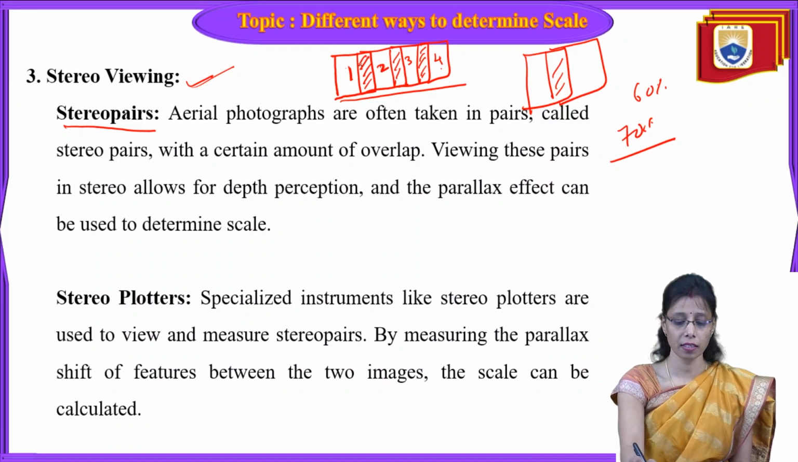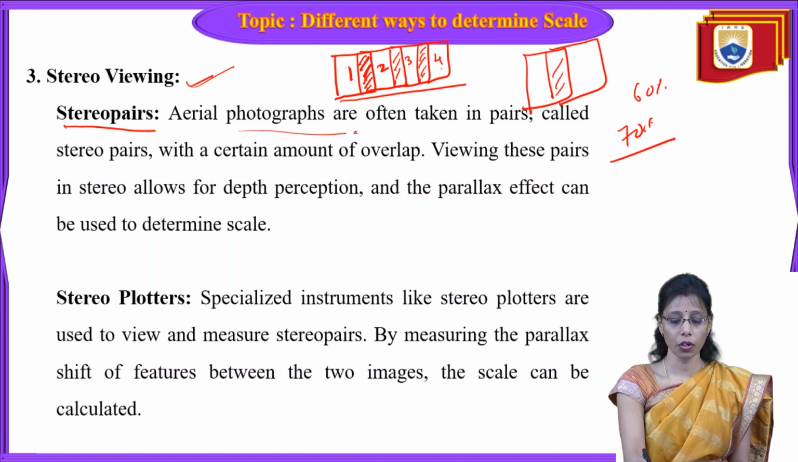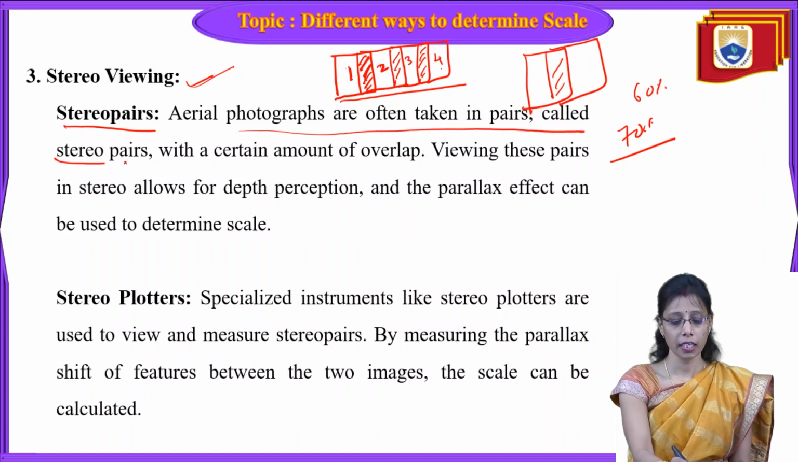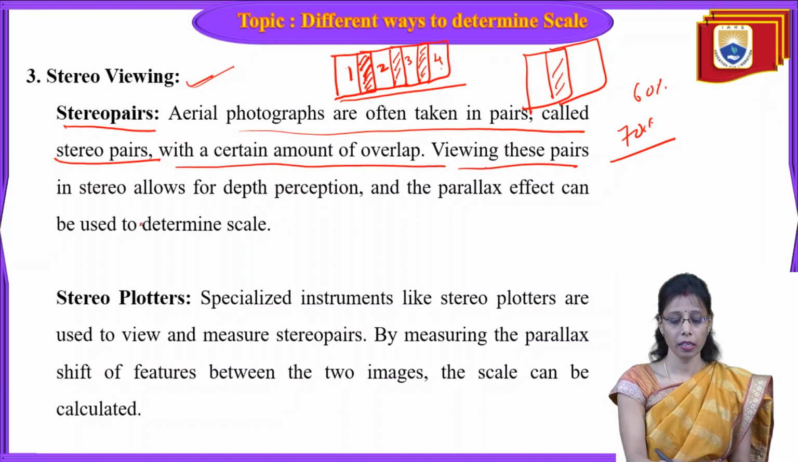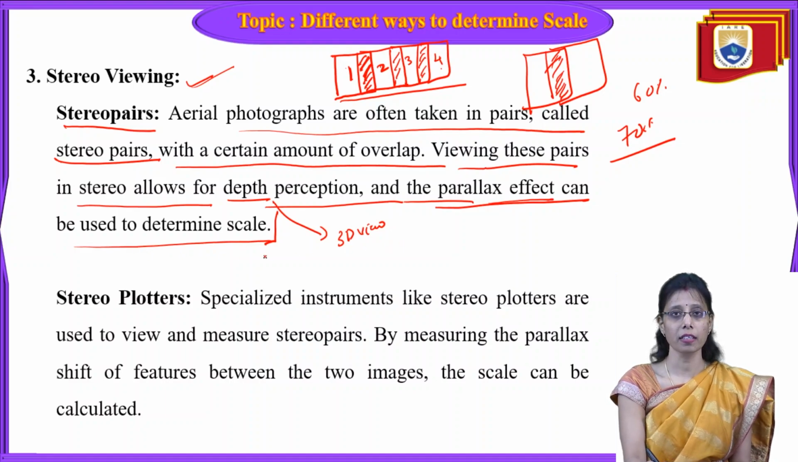Why stereo pair? Because it has a stereo. Stereo means overlapping area in the aerial photo. So aerial photographs are often taken in pairs called stereo pairs, here again mentioned, with a certain amount of overlap. Viewing these pairs in stereo allows depth perception, and the parallax effect can be used to determine the scale. So with this overlapping area, we are able to find out the depth perception, like 3D viewing also, and with the help of that, you have a parallax effect. With the help of the parallax effect, we are able to determine the scale.